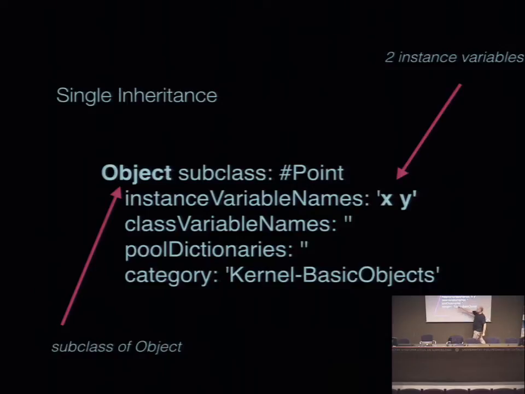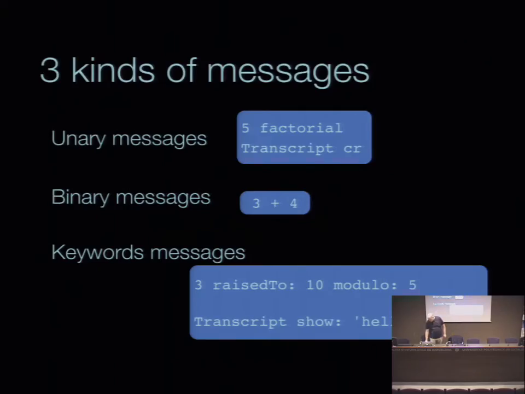So this means here this is Object, we make a subclass Point, and it has two instance variables x and y. And this is literally how it's defined in the system. We'll see that later. This slide should maybe have come before to explain that.